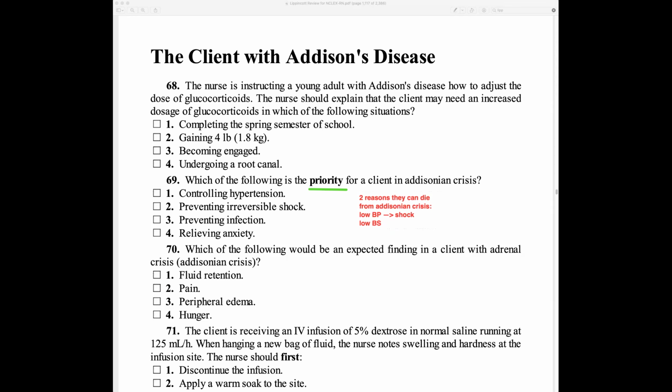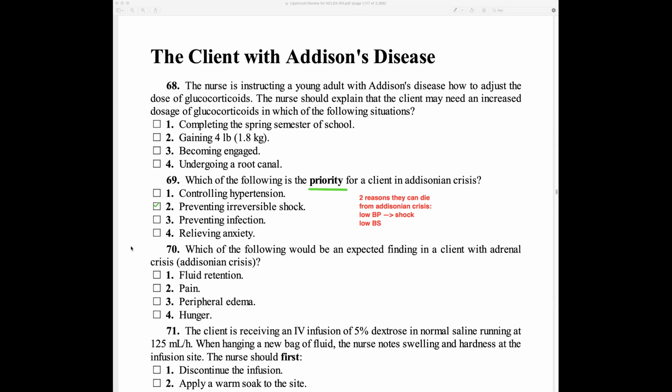So what is the answer? There we go. Because some people put relieving anxiety, and I'm like, that's not the priority here. Because Addisonian crisis, are the steroids too low or too high with Addison's? It's too low. And so, what do we have to give them? If they're in Addisonian crisis, they can die from the low blood pressure and low blood sugar.